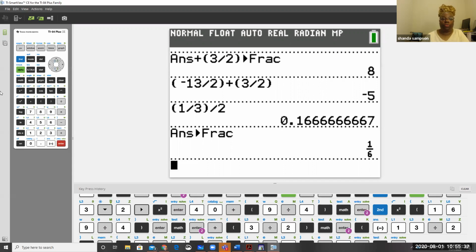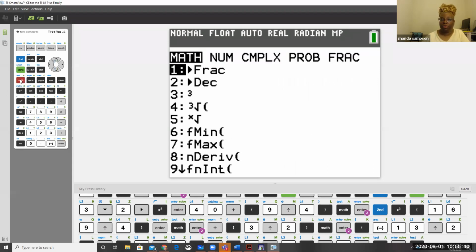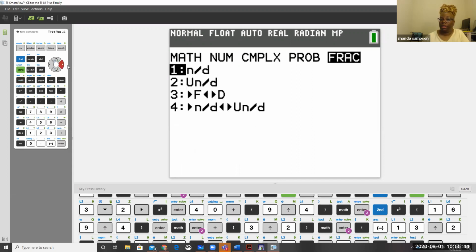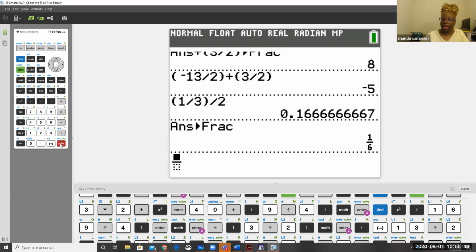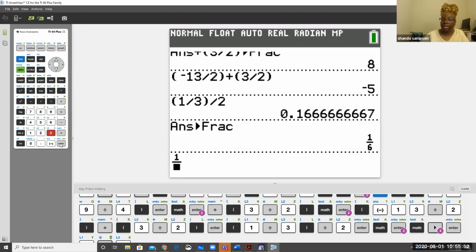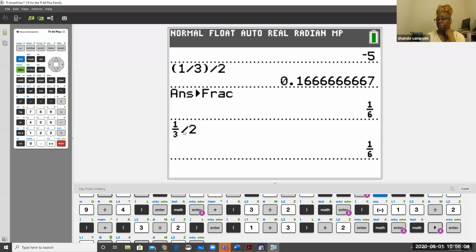Or you could use the fraction bar. I think on the 83, the fraction bar is under math somewhere. Yeah, it's under here, but I could have done it this way: 1 divided by 3, if you wanted to be fancy, then divided by 2. And that way, I don't have to put in the parentheses. If I put it that way, it'll give it back to me as a fraction because I gave it to the calculator as a fraction. But either way, it doesn't matter.